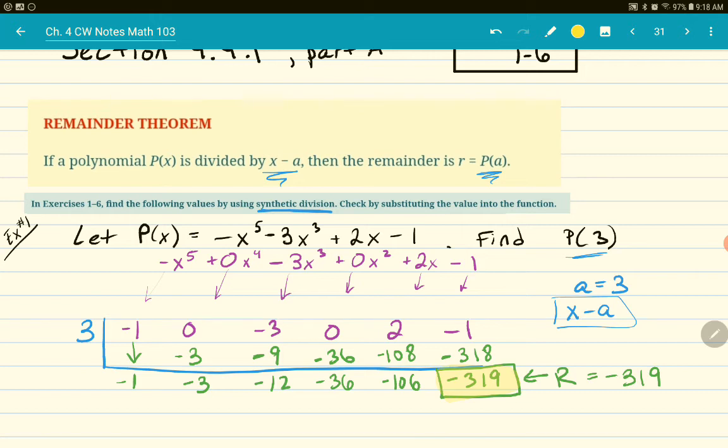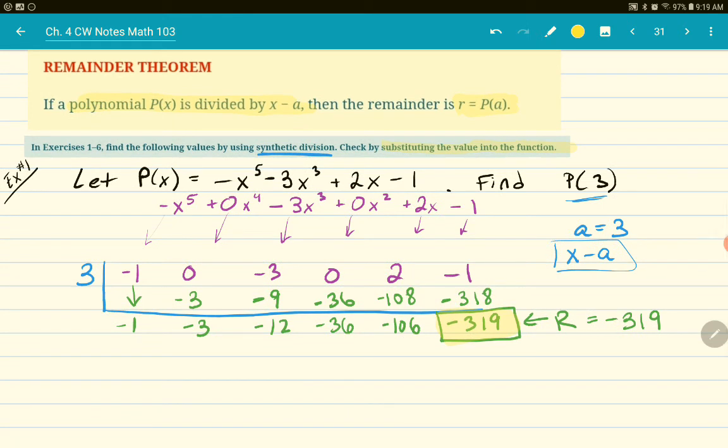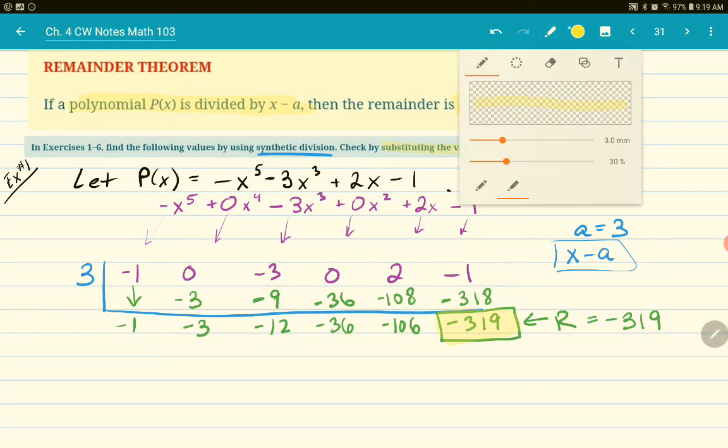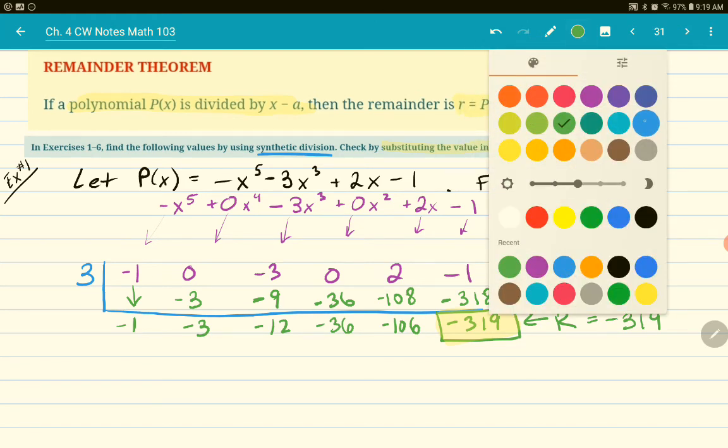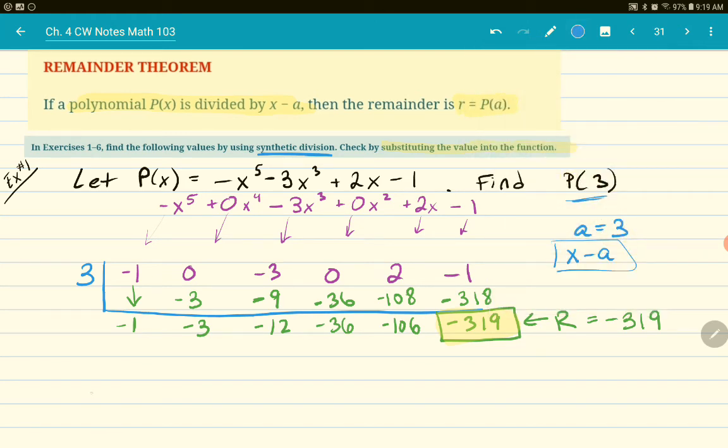Now we're going to check that value by substituting the value into the function. According to the remainder theorem, I did the polynomial divided by x minus a, so my remainder should be the same as if I had evaluated that polynomial at a. So let's try that. I should get the same result if I take p of 3.